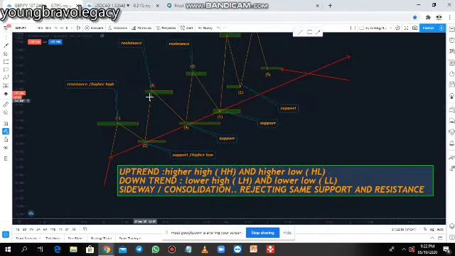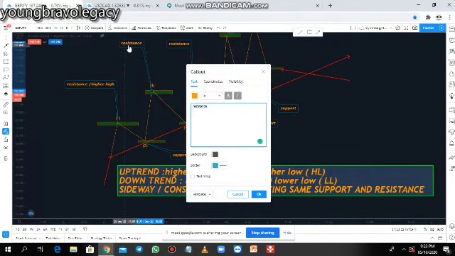Then from here we create another higher high. Now why do we call this a higher high? Because this is higher than this, higher than this. So this is the highest right now. That is why it is our higher high. So we have another higher high.